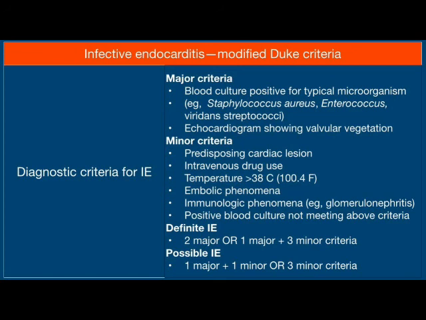temperature greater than 38 degrees Celsius or 100.4 Fahrenheit, embolic phenomena, immunologic phenomena, for example glomerulonephritis, and positive blood culture not meeting the above criteria. Now, definitive infective endocarditis requires two major criteria, or one major plus three minor criteria, while possible endocarditis depends on one major plus one minor, or three minor criteria. And that is all for the diagnosis of endocarditis.